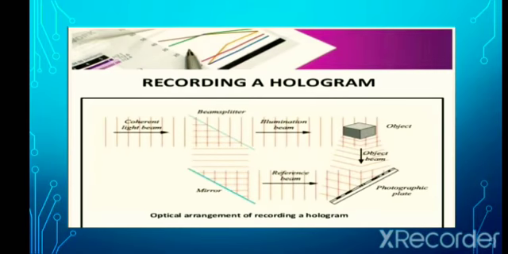Recording of a hologram. When a coherent light beam is incident on a beam splitter, it divides into an illumination beam and a reference beam, where the illumination beam falls on the object and then reflects to the photographic plate, and the reference beam also gets reflected to the photographic plate by reflecting from the mirror. This is a diagram showing the recording of a hologram.